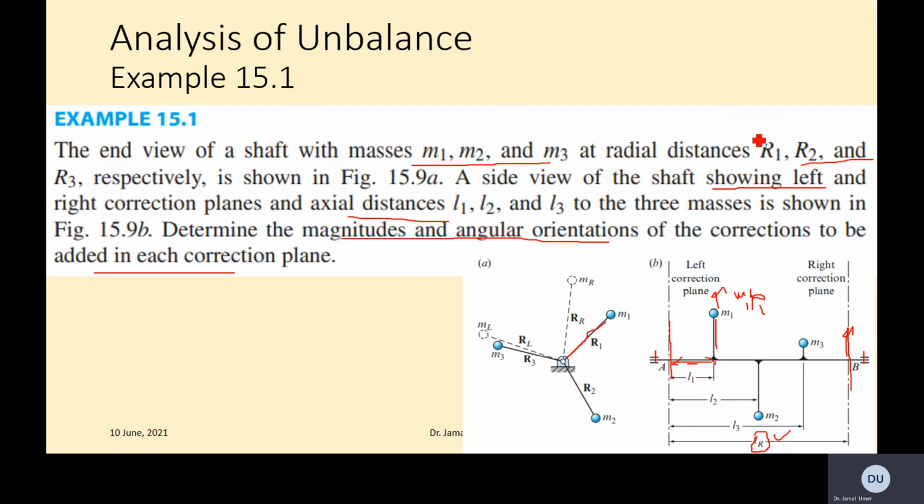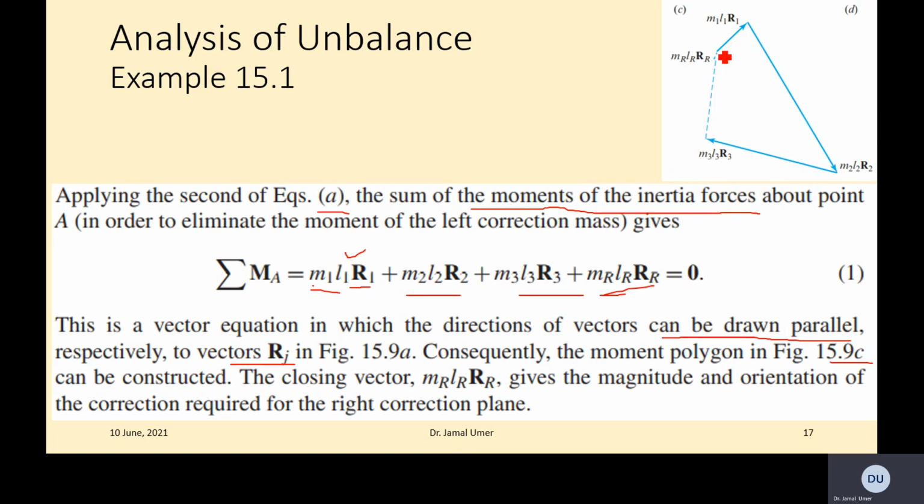So again, from the side view. This view is now very important. This one is the vector which is M1. So I draw a parallel vector to this one. So this is a parallel vector M1 R1 L1.